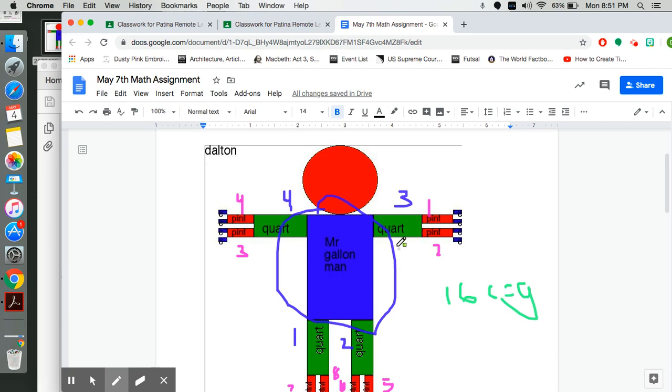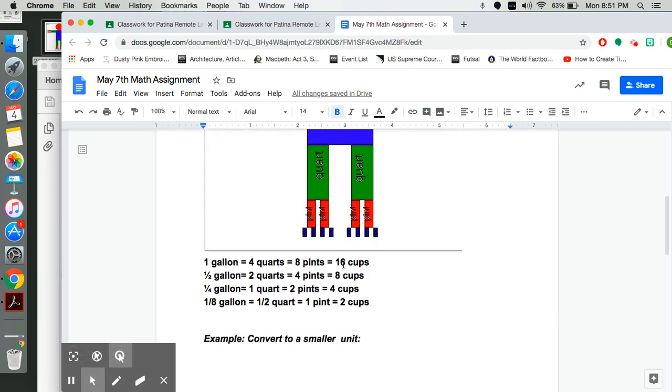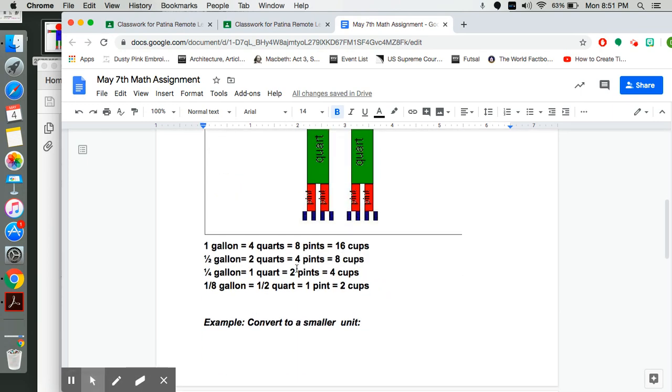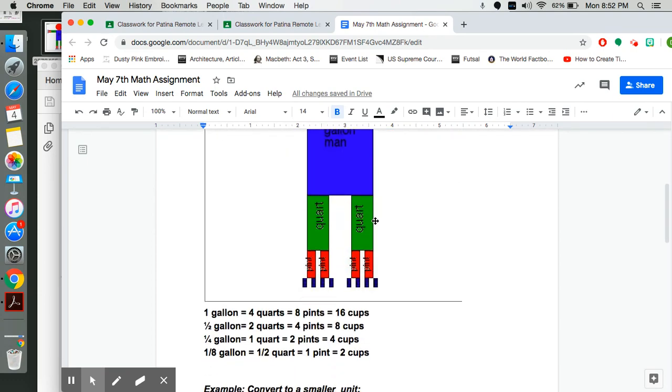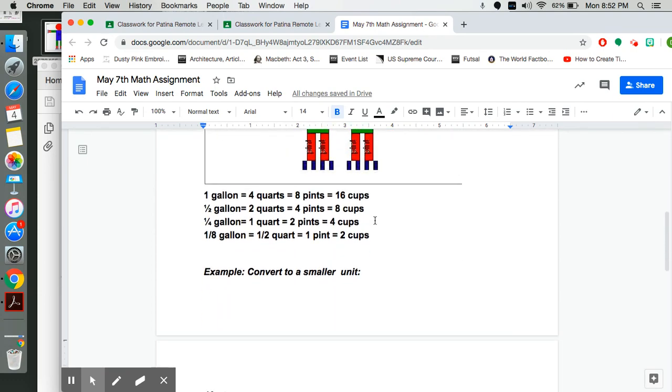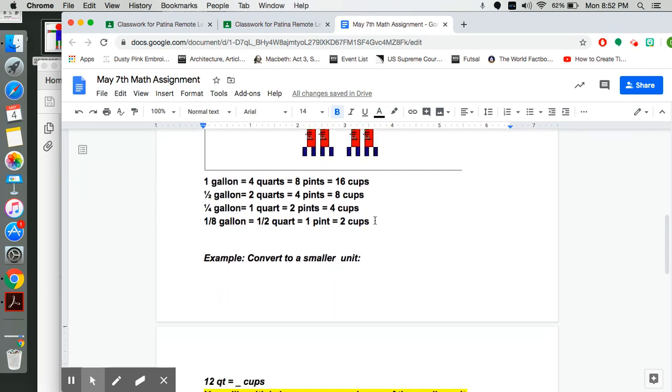All right, so we know gallon is our biggest, cups are our smallest. Let us go down and see if this agrees. Perfect. So 1 gallon equals 4 quarts. Those are the blue or the green. 8 pints. Those are the red. And then 16 cups, which are those, I guess you could say toes, feet, arms, whatever. All right. So same as what we've been doing with our other units.